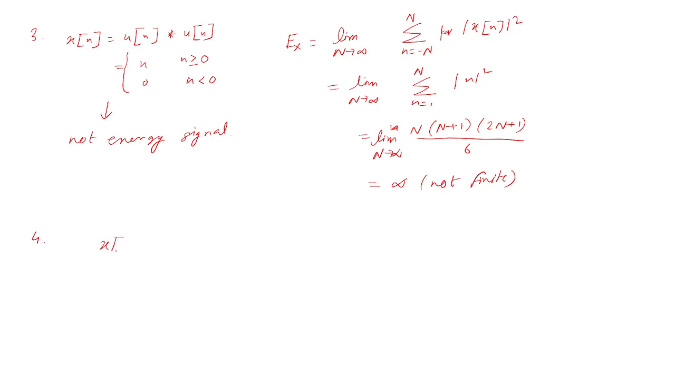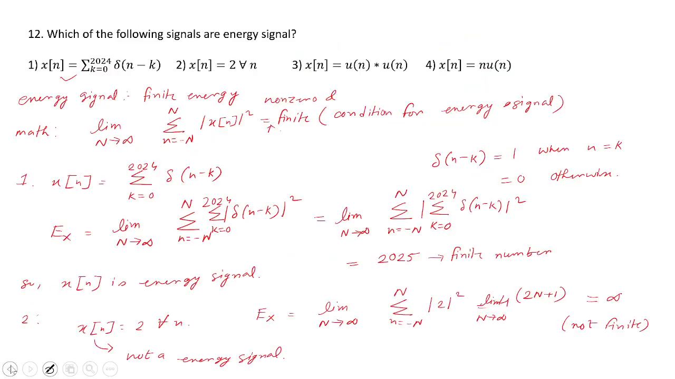Similarly, the fourth signal given as n un is just the same as the third, which we have already shown is not an energy signal. Therefore, see, only one is an energy signal, the rest of them are not energy signals.